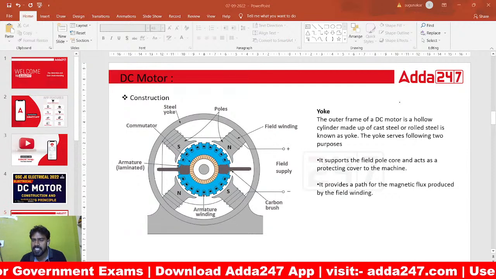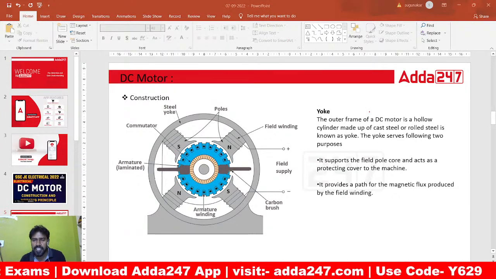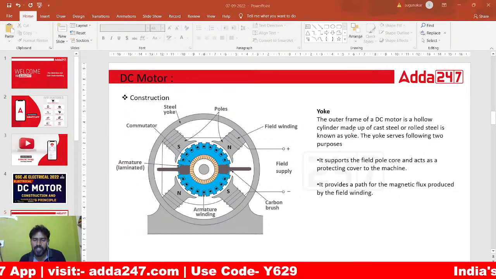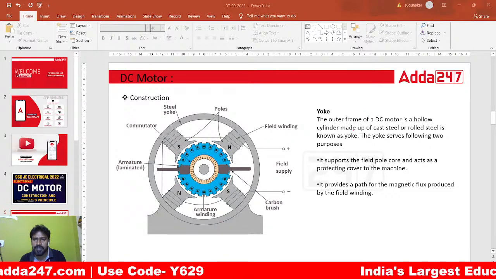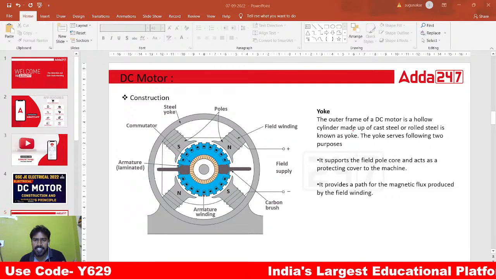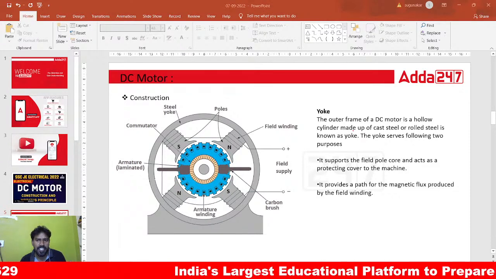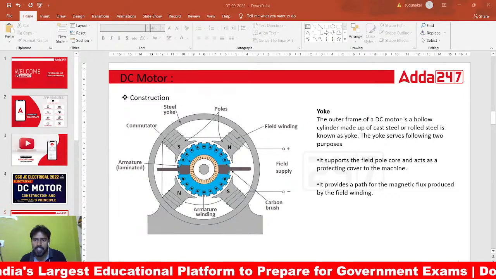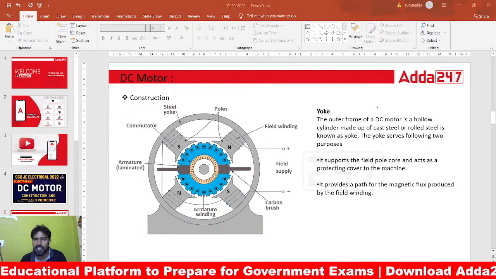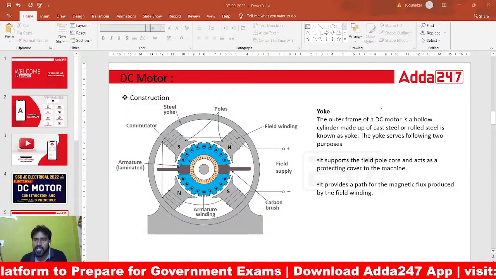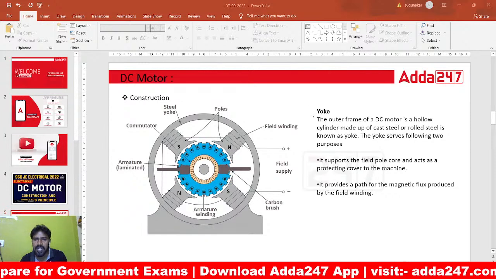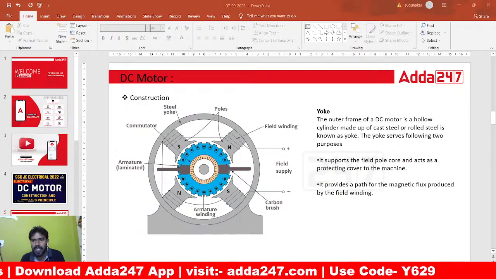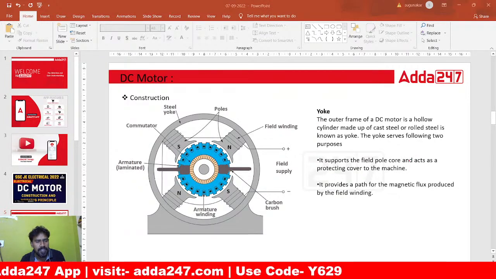It is made up of cast steel or rolled steel. So you can remember this kind of answers, because they will ask that sometimes. So we'll get direct marks by attempting without any thinking. We can directly read the question and directly answer it within a short period of time. You may save time also because it is a direct question. Sometimes, what is the purpose of yoke?